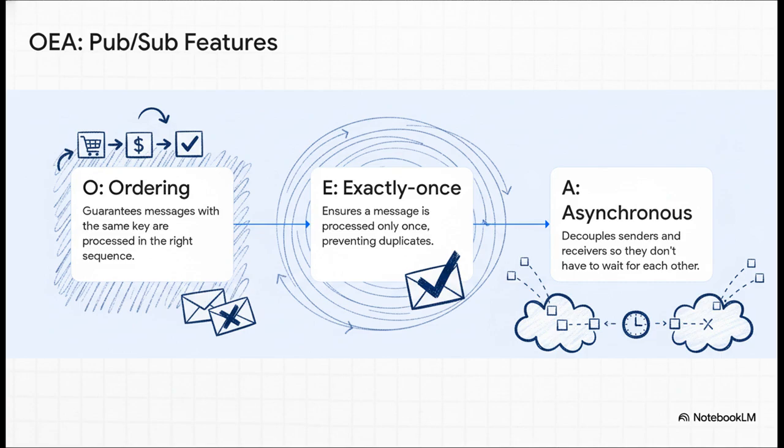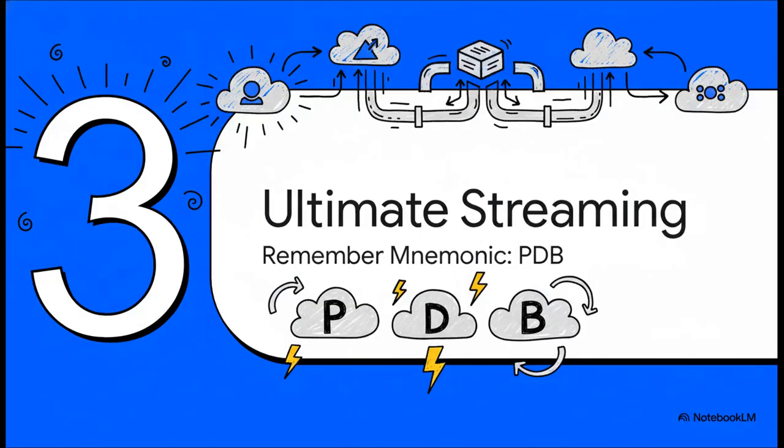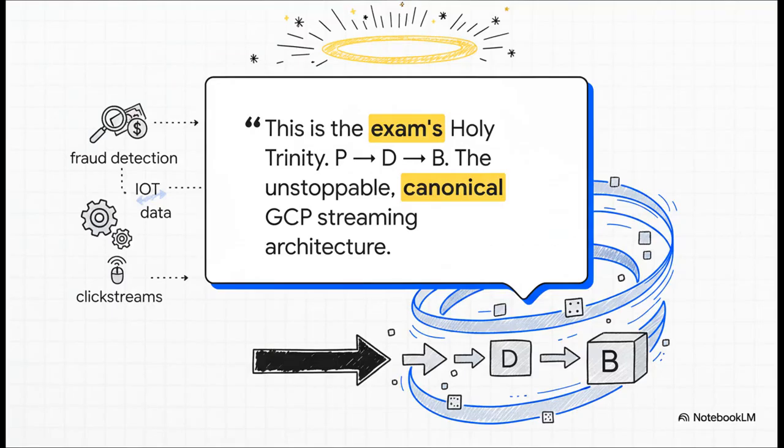Got it? Good. And now we've arrived at the main event. Seriously, if there is one single thing you take away from this whole explainer, make it this. This is the ultimate, the canonical streaming pipeline on GCP. And for this one, the mnemonic you need to burn into your brain is PDB. And I am not exaggerating when I call this the exam's holy trinity. P to D to B.